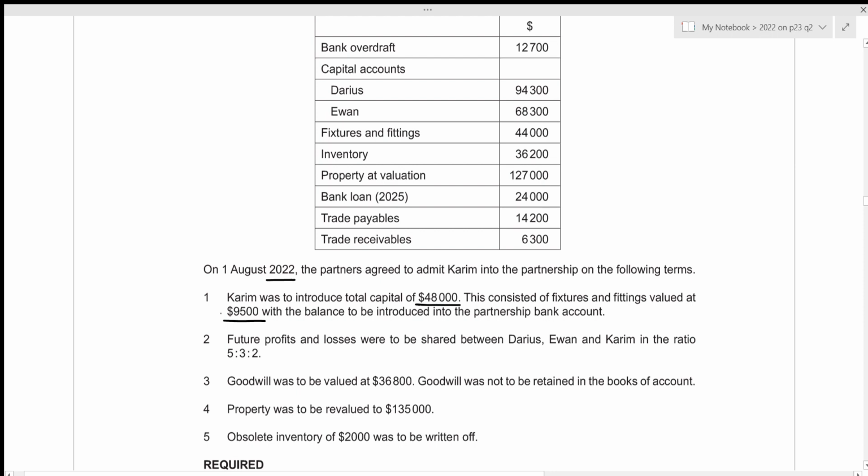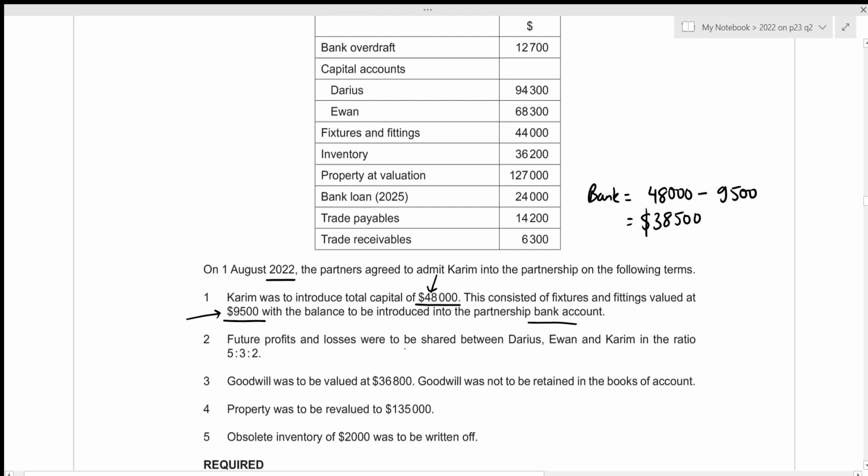So what this means is that Karim will inject 48,000 worth of additional capital while joining this partnership, and out of this 48,000, 9,500 will be fixtures and fittings. So the remaining value will be cash that will be deposited into the partnership bank account. So let's figure out the remaining value for bank. Karim will have to inject 48,000 minus 9,500, which results in the value of 38,500. So he will have to put 38,500 into the partnership bank account.